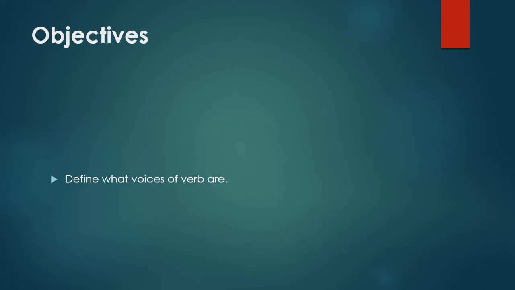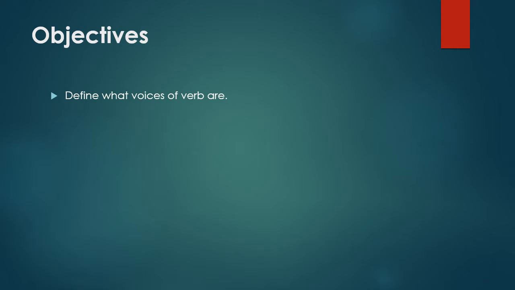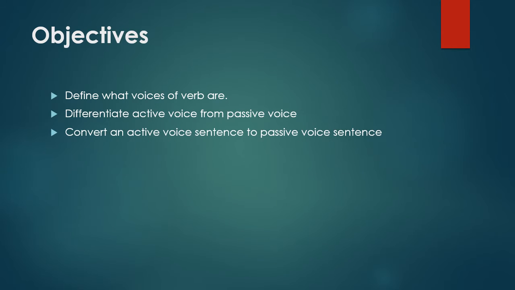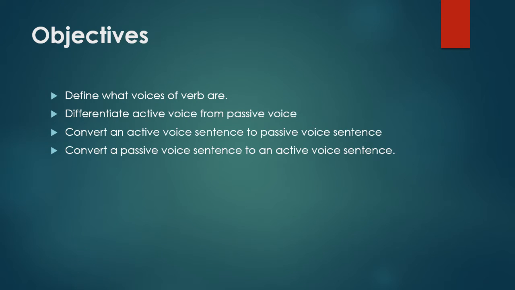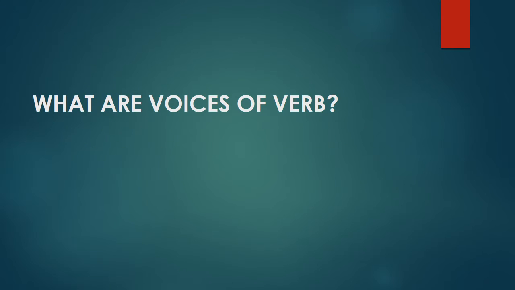Let's discuss the objectives of active voice and passive voice. Define what voices of verb are. Differentiate active voice from passive voice. Convert an active voice sentence to a passive voice sentence. And convert a passive voice sentence to an active voice sentence. Let's discuss our first objective, that is, what are voices of verbs?